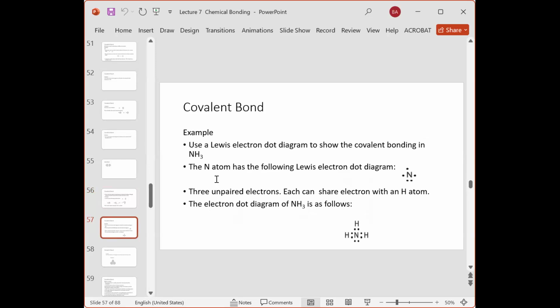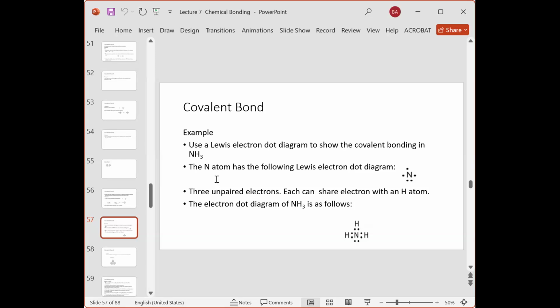Use a Lewis dot diagram to show the covalent bonding in ammonia. The N atom has the following electron dot diagram. We put the first 2 there, for the s orbital, and then the rest of them you share. So you see, you have 1, 2, 3. It needs 3 more hydrogen to bond with it.